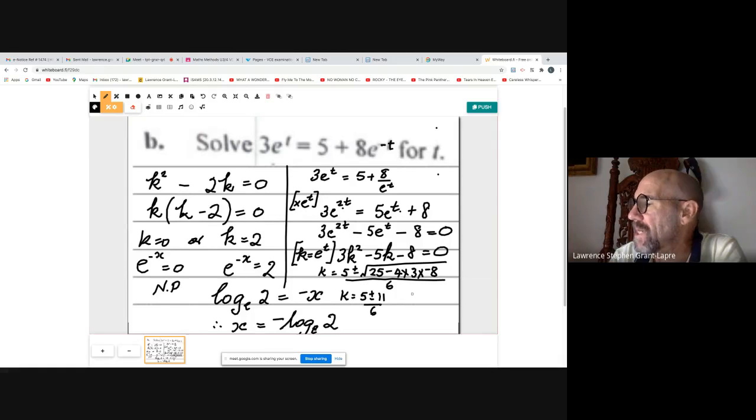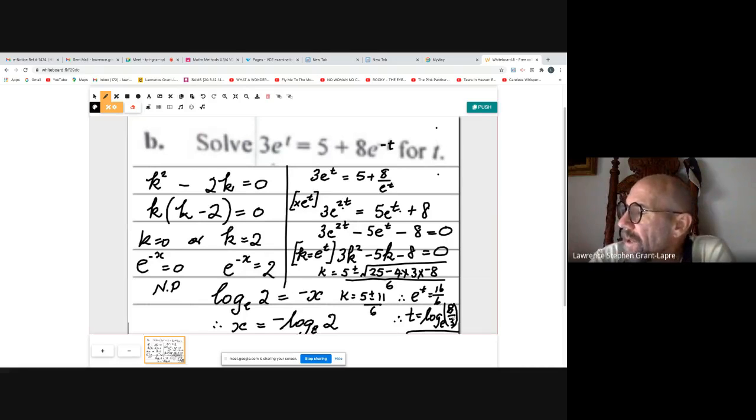Let's put e to the t back. Therefore, e to the t would equal 16 over 6, or negative 6 over 6, and it can't be negative, all right? So we can't let that equal negative. Therefore, t will equal the log to base e of 8 over 3. And you could just stop right there. And there is the solution.